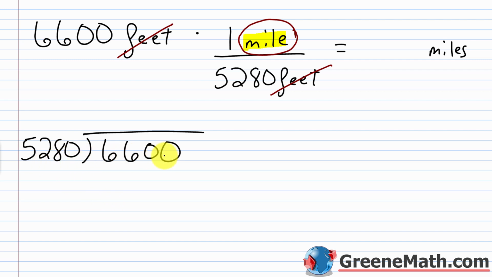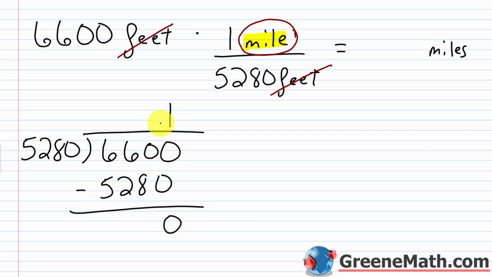We know that this will only go into 6,600 once. And multiply 5,280. And we're going to subtract. 0 minus 0 is 0. I need to borrow here. So this will become 5, and then this will become 10. So now we can do 10 minus 8, that's 2. 5 minus 2 is 3. 6 minus 5 is 1.